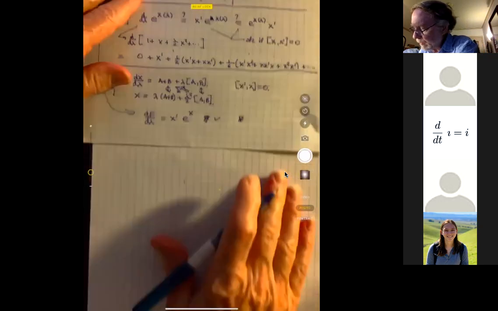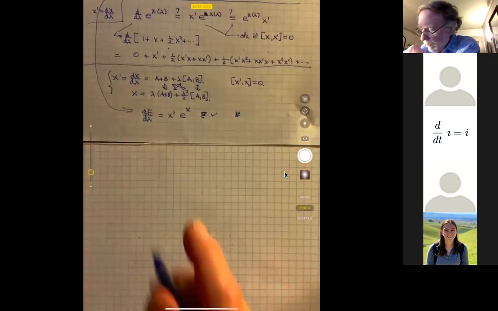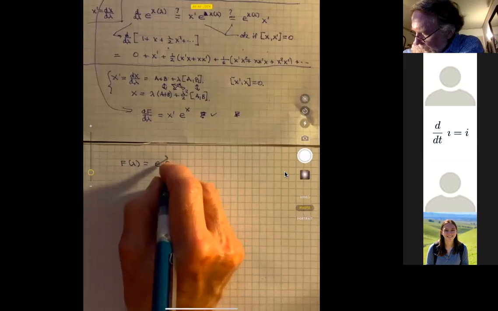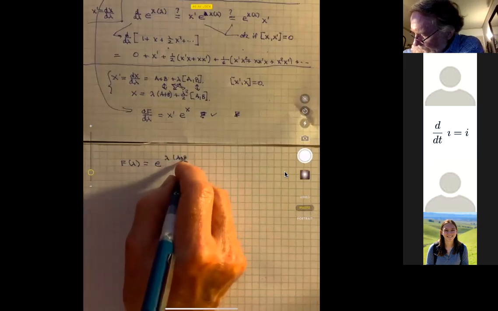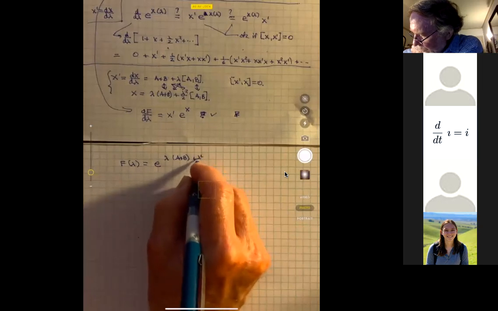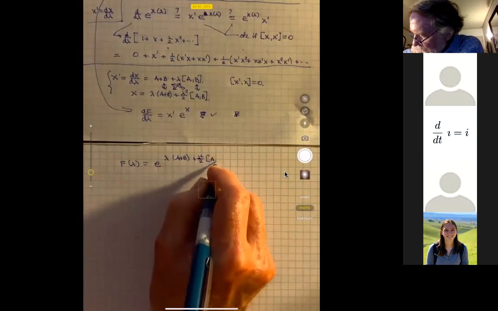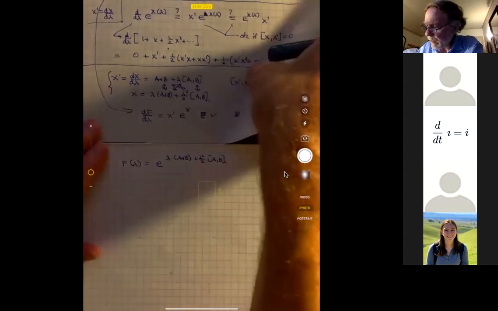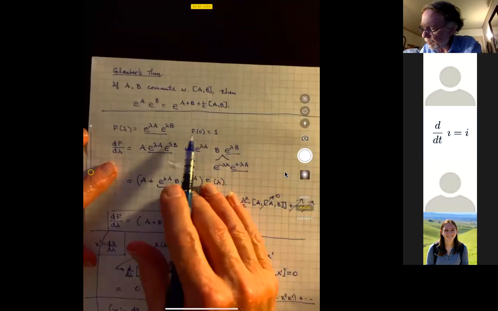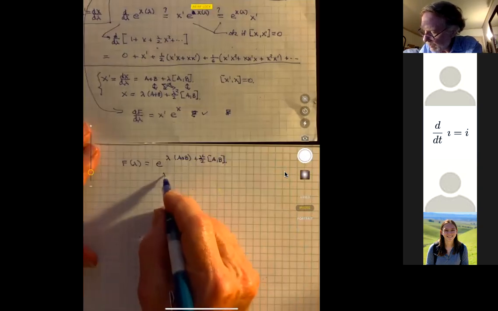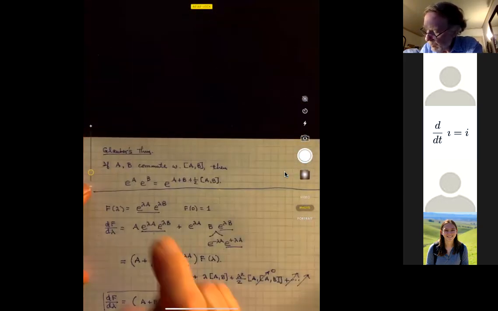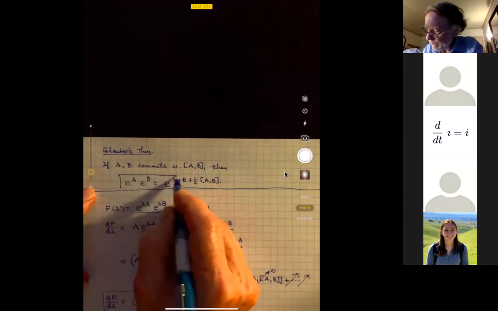It implies that f of lambda is equal to e to the lambda times (A plus B plus lambda squared over 2 times the commutator of A with B). And you'll see that satisfies the initial condition, f of 0 equals 1. And if I set lambda equal to 1 here, that gives me the answer we want, which is the statement of Glauber's theorem right there.